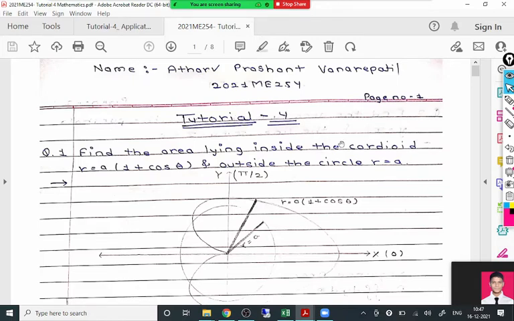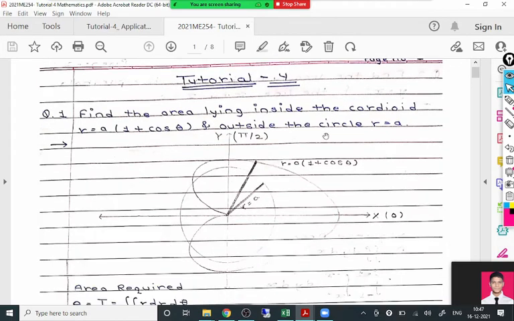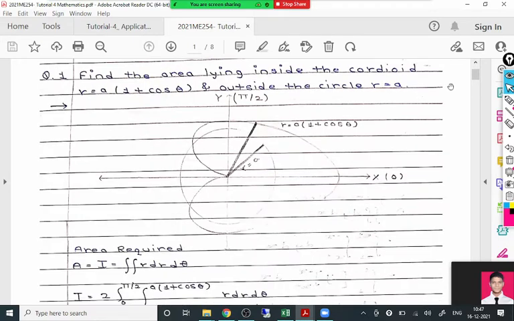So question number 1, as we discussed, is: find the area lying inside the cardioid r equal to a(1 plus cos theta) and outside the circle r equal to a. Now the diagram is not correct. What is the wrong thing he has done? Can anyone tell? The point of intersection should be a. Correct.